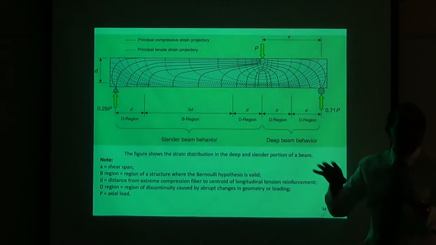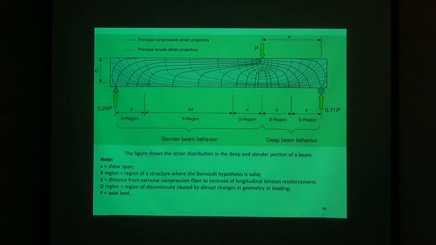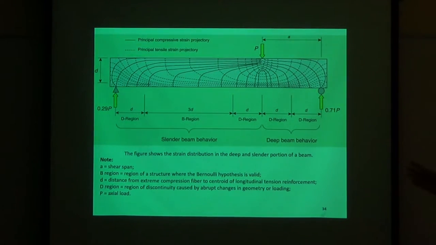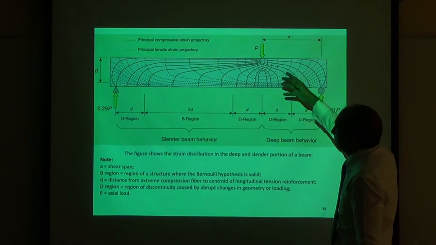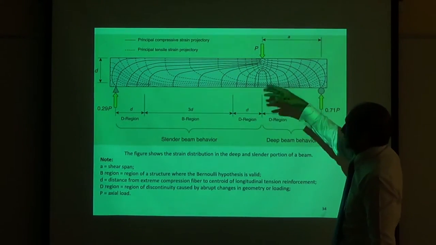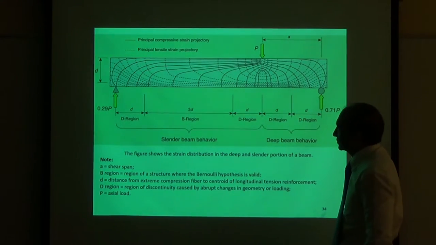So the portion of the beam where the tension and compression lines are parallel to each other or horizontal, that is the B region, where bending moment is going to govern the design. Where the compression is inclined and tension is inclined, that is the shear region, where principal stresses are at 45 or some angle. Right? So this is a very good way to look at how the principal tensile strain and stress trajectories will look like.